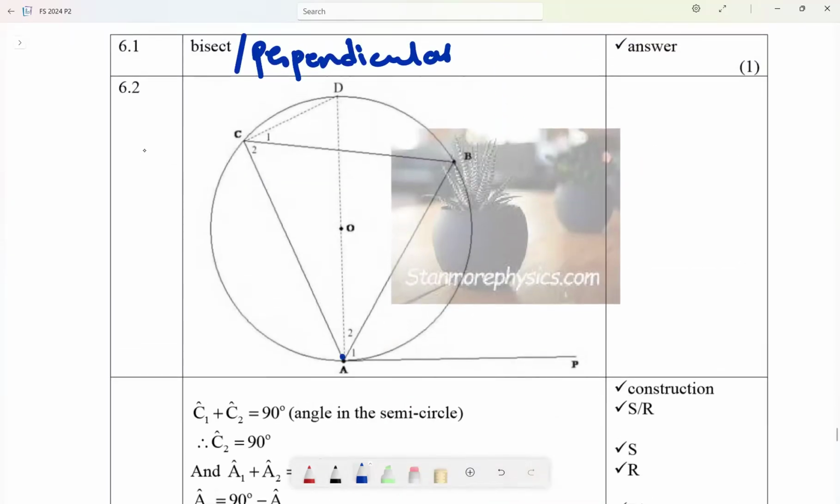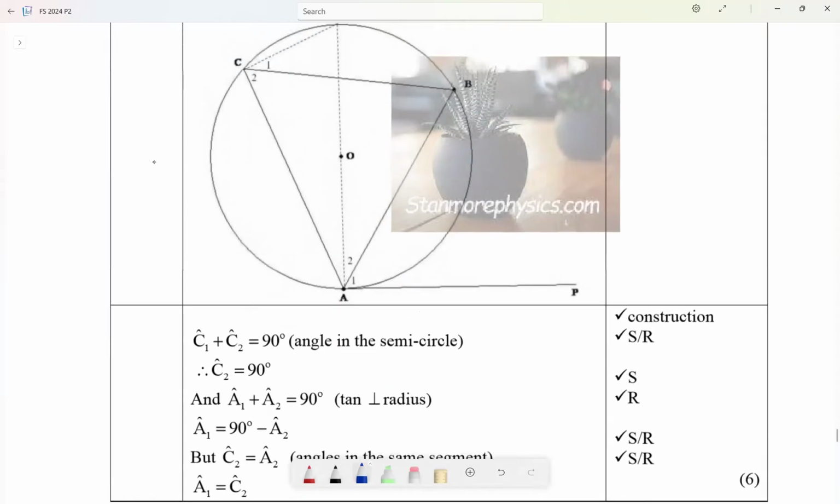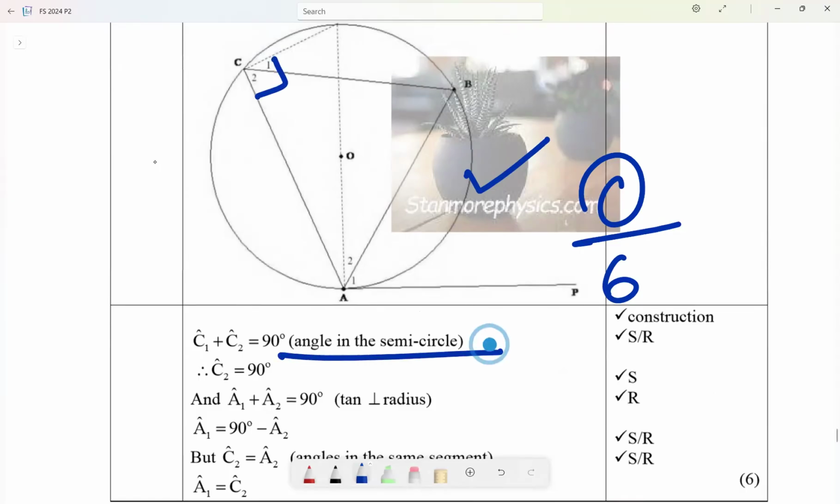Remember, I said when you construct a diameter, then you join it to the one you're trying to prove. Can you see? Remember, I said name there, name. But as you name on your answer sheet, then can you see? For construction, it is 1 mark. If you do not construct, you get 0 out of 6. Yeah, I'm just telling you. C1 and this one, angle in the semicircle. Okay.